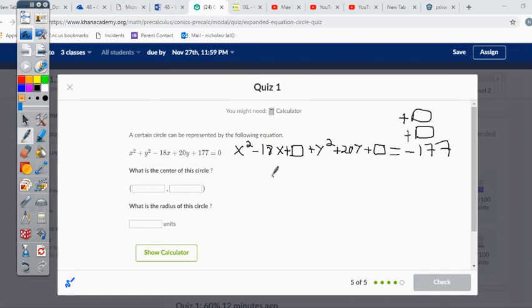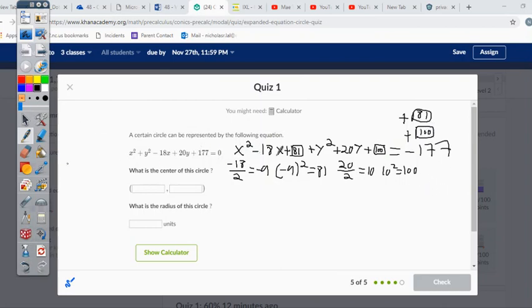Completing the square, we're going to have -18 divided by 2 is -9. -9 squared is 81. So 81 is going to go in a box on the left side and a box on the right side. 20 divided by 2 is 10. 10 squared is equal to 100. You're going to have a 100 in a box on the left and a box on the right.